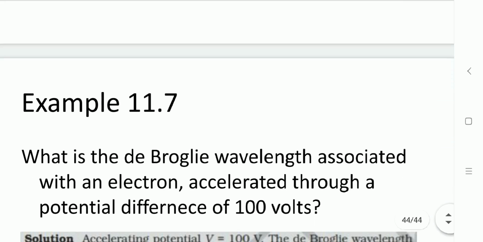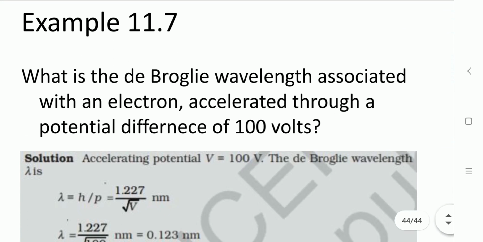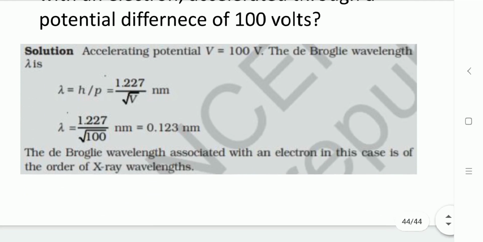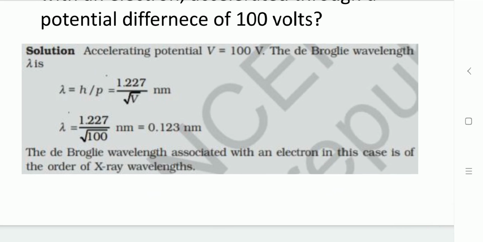Now the next example: what is the de Broglie wavelength associated with an electron accelerated through a potential difference of 100 volts? Here the voltage is given as 100 volt. Then the lambda equation is 1.227 divided by under root of V nanometer. Substituting the voltage value, we have lambda equal to 0.123 nanometer. So this wavelength is in the X-ray range.